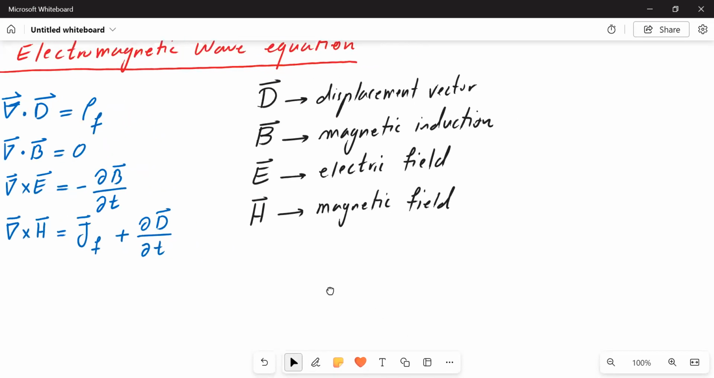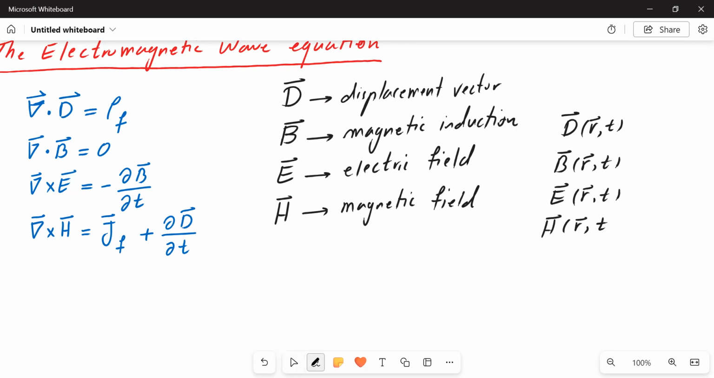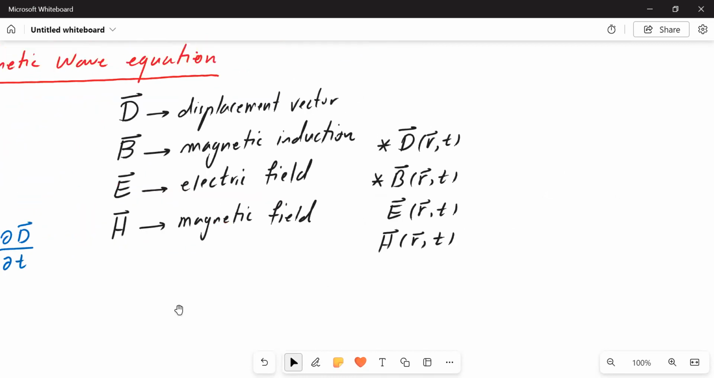In general, all of them are functions of space and time. So maybe I should show it this way. D is a function of space and time. Likewise, B is in general a function of space and time. E is a function of space and time. And H is a function of space and time. D and B are sometimes called the responses to E and H. What I mean by that is if I consider linear media, there's a linear relation between D, B and E, H.